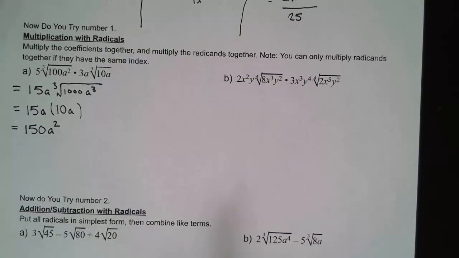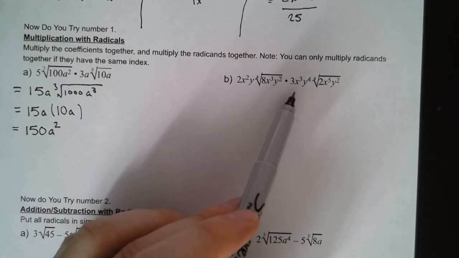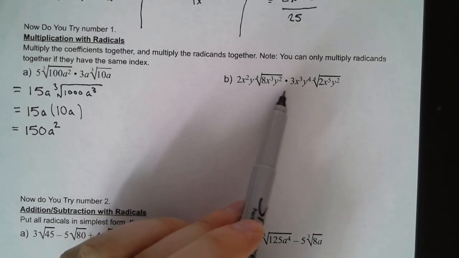All right, so let's go ahead and take a look at B. A lot more going on in B, but we just need to multiply the coefficients together first, and then radicands together.